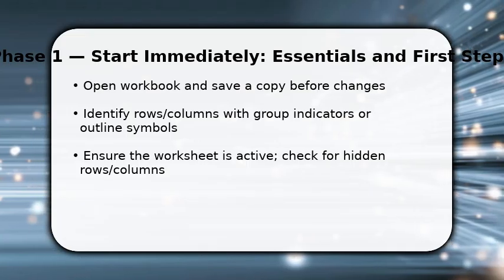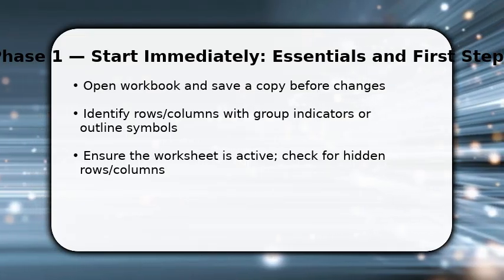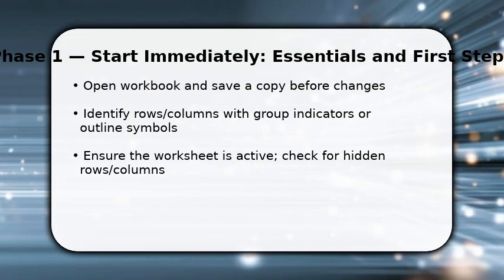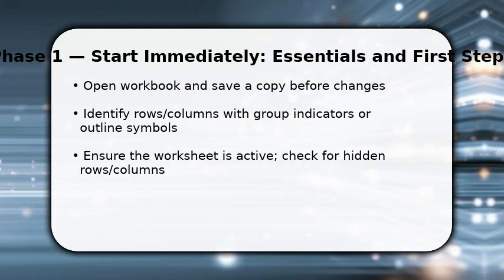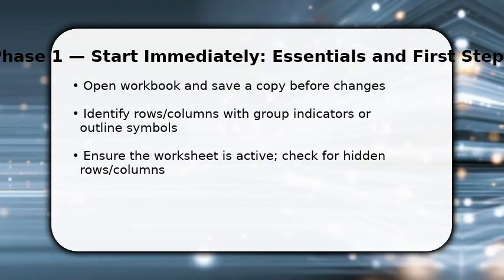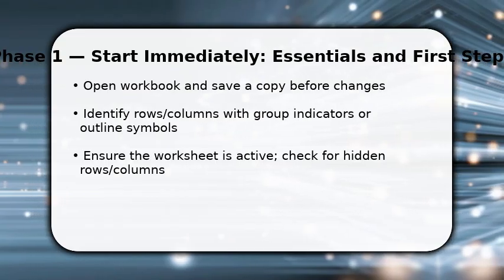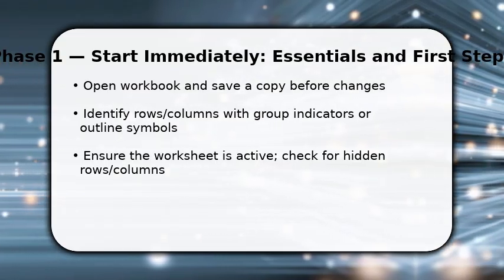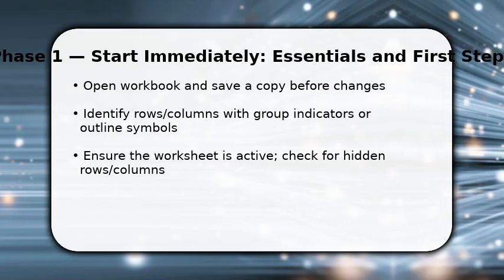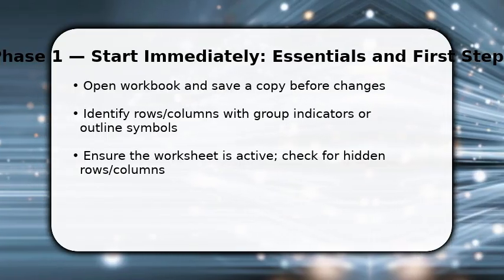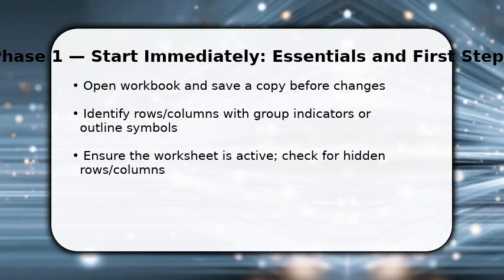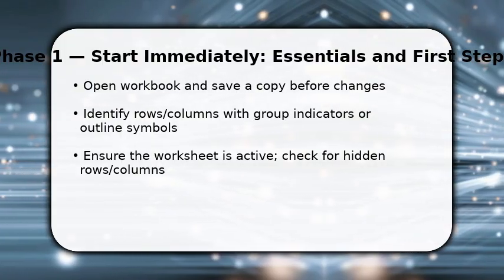Enjoy the video. You start by opening the workbook copy so you can revert if needed. Locate the worksheet with the outline. You should see grouping bars or +/- symbols at the left or top. Once located, make sure you're on the exact sheet and that no filters or protected sheet settings interfere. The reason is simple. Outlines are sheet-level groupings, so you must operate on the active sheet.